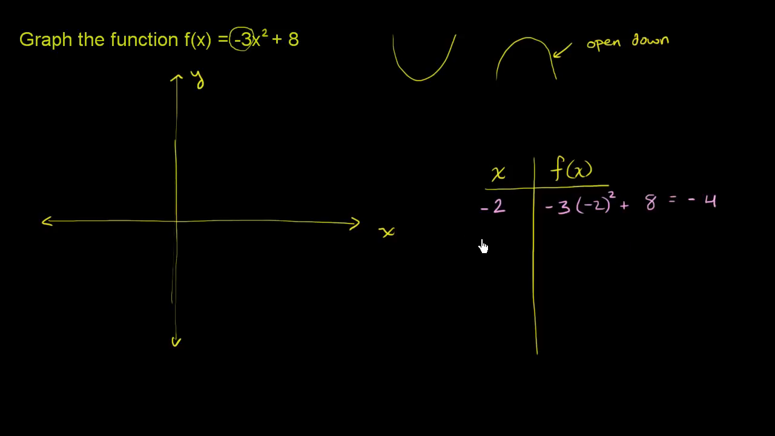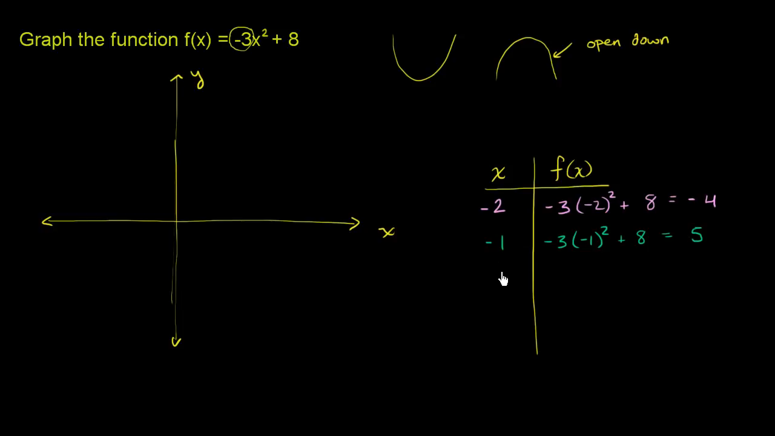Let's try another point. Let's see what happens when x is equal to negative 1. What do we get for f of x then? Well, f of x is going to be negative 3 times negative 1 squared plus 8. Negative 1 squared is just 1, and then that times negative 3 is negative 3. Negative 3 plus 8 is 5.